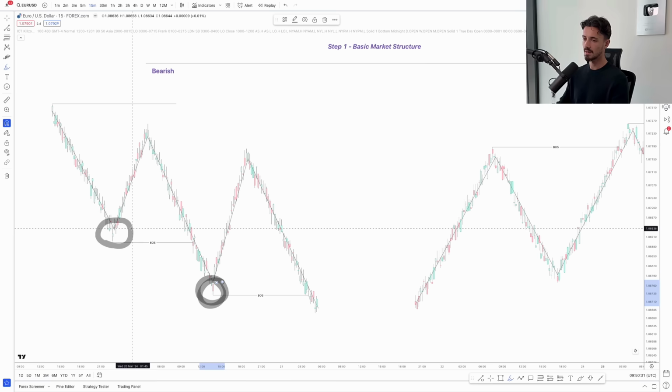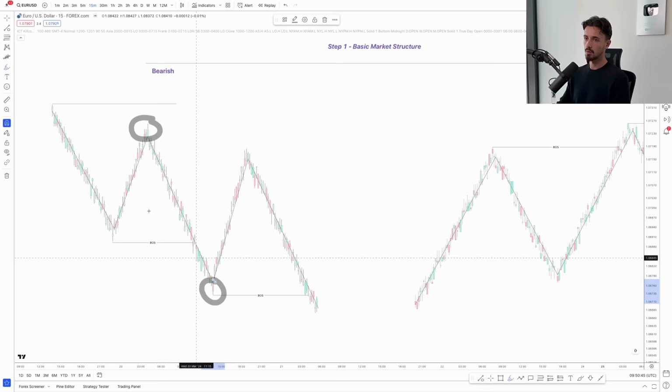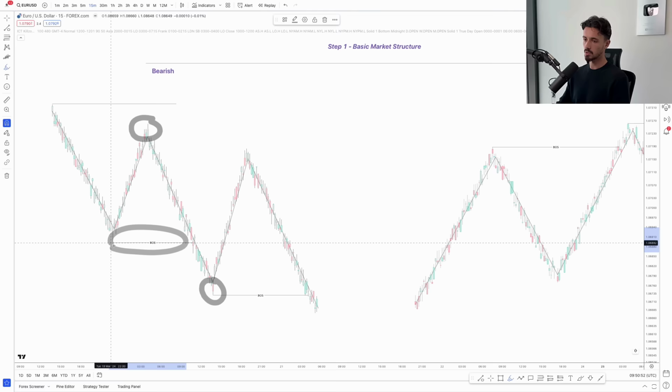We have 2 indicatives of lower prices. We have a lower high and a lower low. Price is obviously trading lower. So with that being said, what do we expect to happen next? Well, after we've just put in a new lower low, so we've broken structure, we're very extended in this price leg, we are going to expect a pullback.